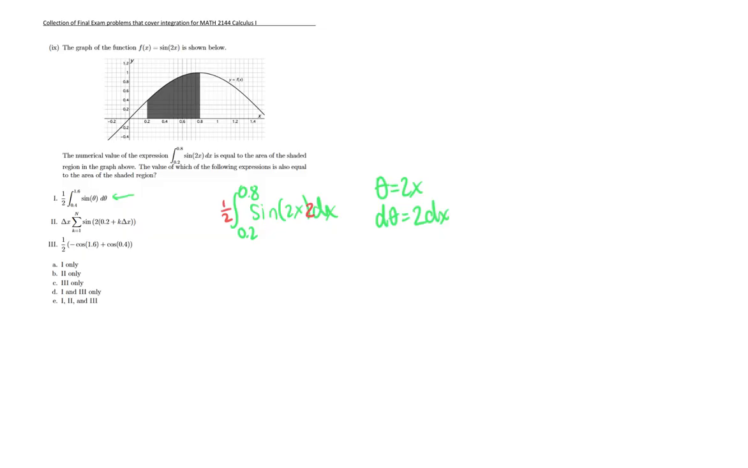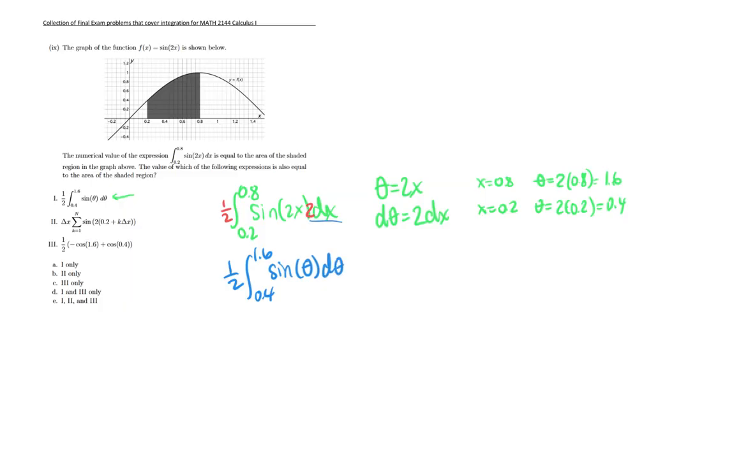And so then I also need to know if x is 0.8, what is theta? Theta is going to be 2 times 0.8, so that'll be 1.6. And if x is 0.2, what is theta? Theta is 2 times 0.2, so theta is 0.4. So if I do my substitution, it'll be 1/2 integral from 0.4 to 1.6 sine of theta, because theta is 2x, and then 2 dx is d theta.